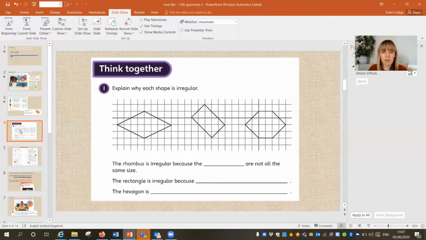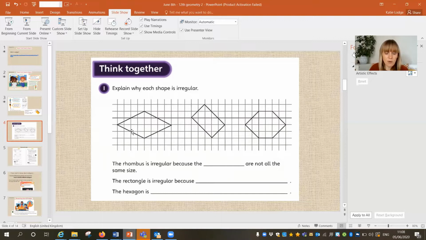Okay, so let's have a look together on this slide about these shapes. It says, explain why each shape is irregular. So this first shape here is a rhombus. Now, why is the rhombus irregular? It looks like all the lengths are the same. If I could hold a ruler up, I'd measure those, and I have measured them, and they are the same. However, which other part do we have to look at? We have to look at the angles.